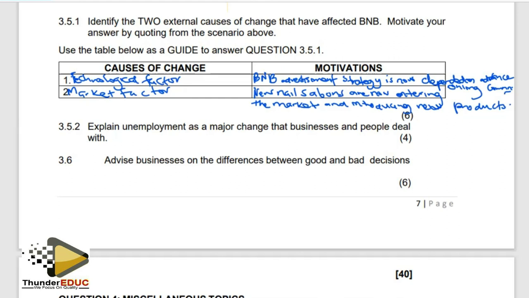Unemployment can be as a result of retrenchment. Sometimes businesses may close down. That is, because the company can no longer finance or meet its financial obligations, it lays off some workers, or when the business is closing down, it may lead to unemployment.